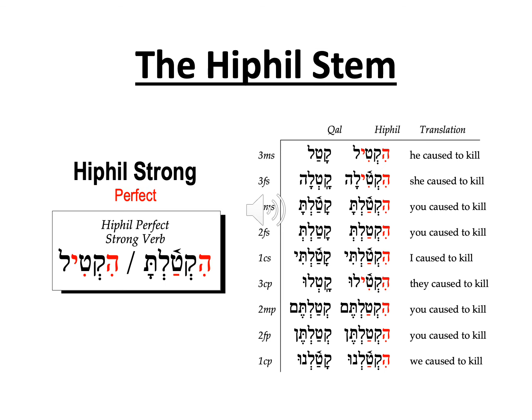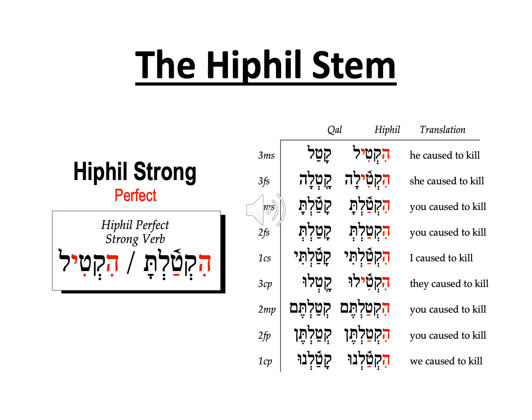Here is the complete paradigm for the Hiphil strong perfect verb. Again, you will see two different forms, the heroic yod after the second root letter, and the patah under the second root letter. The heroic yod is found in the 3ms, but it's also found in the 3fs and the 3cp, because the lamed is needed to carry the vowel that is the suffix.